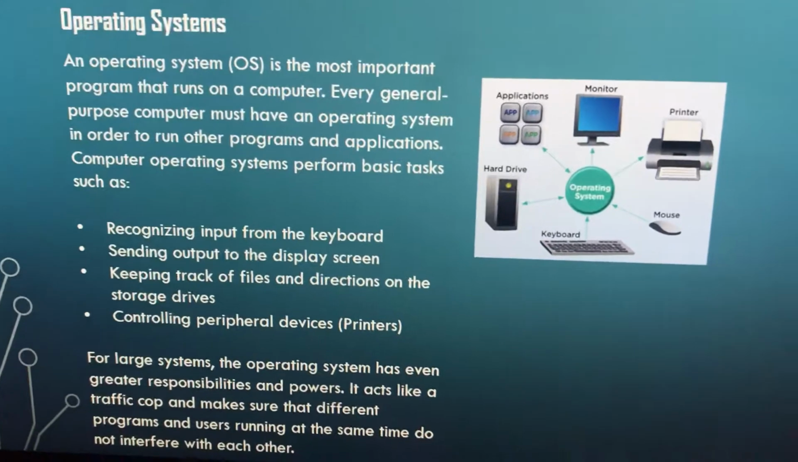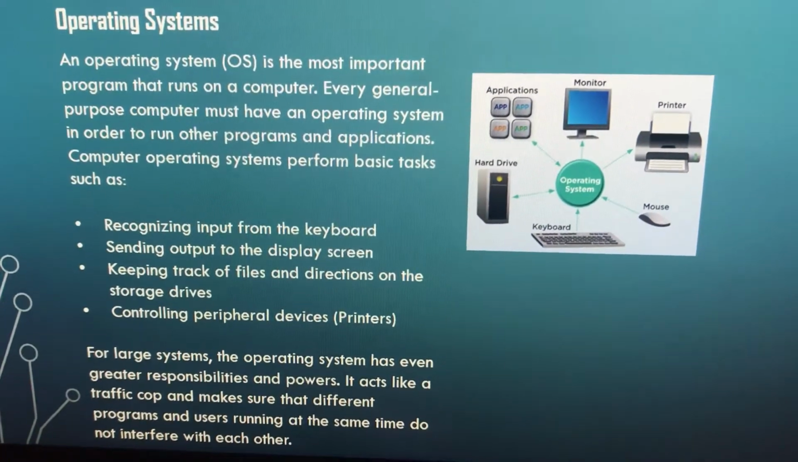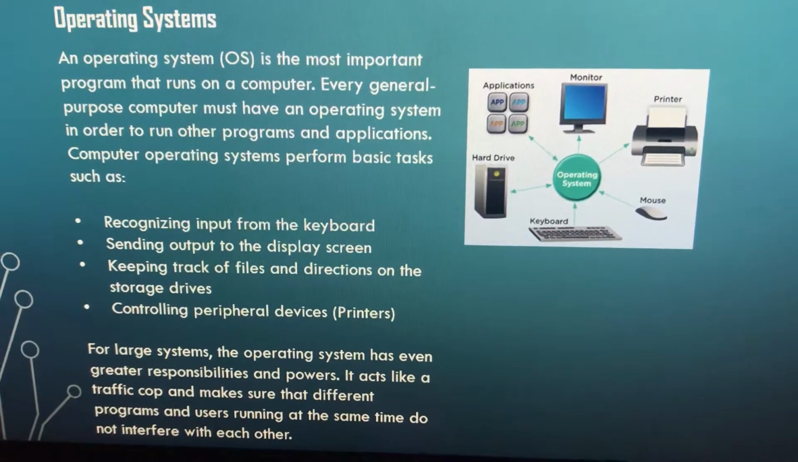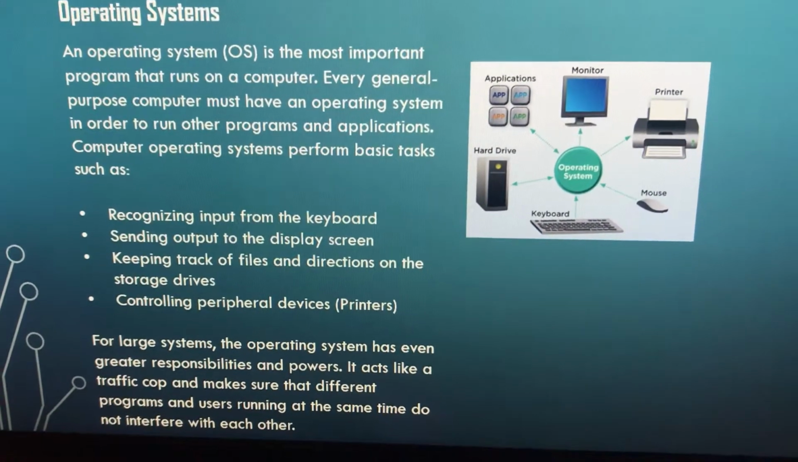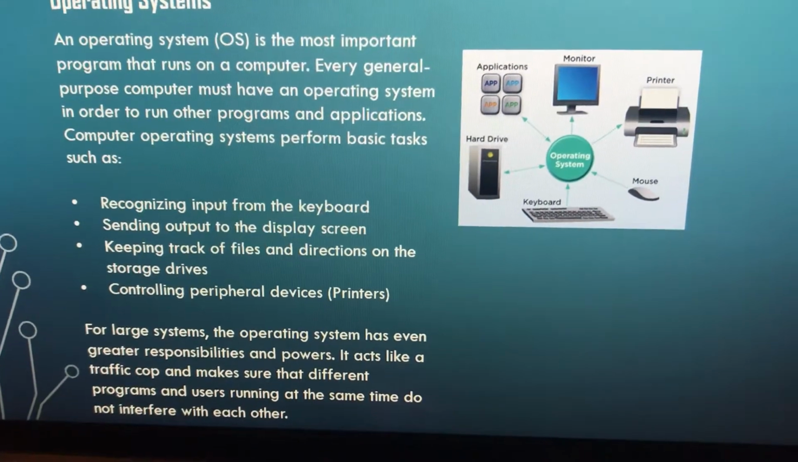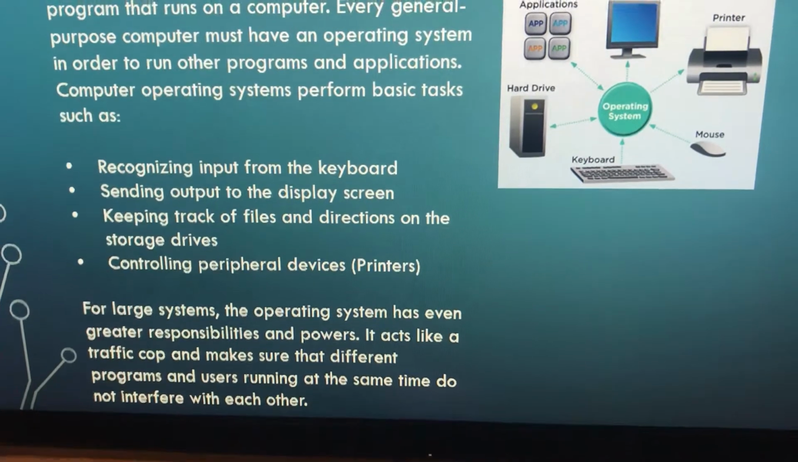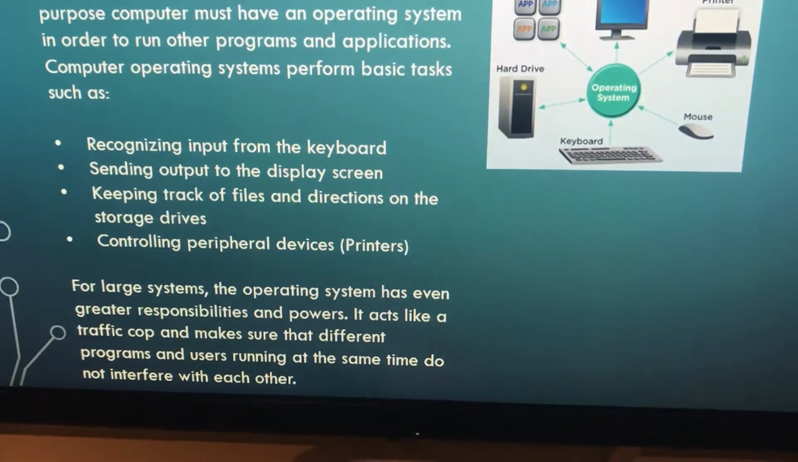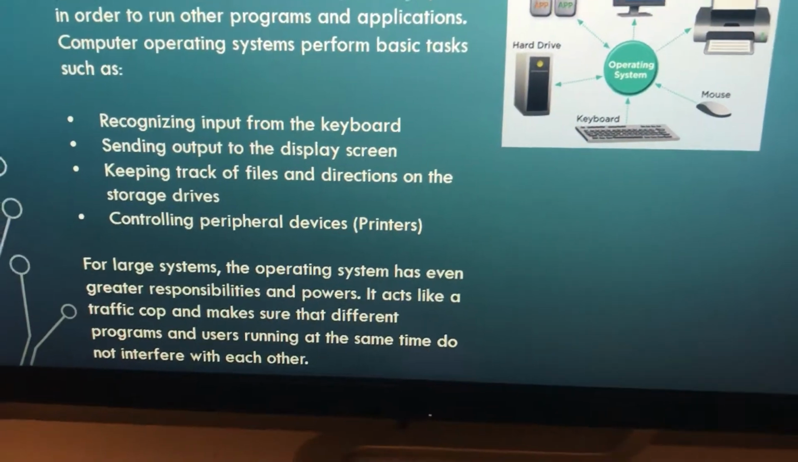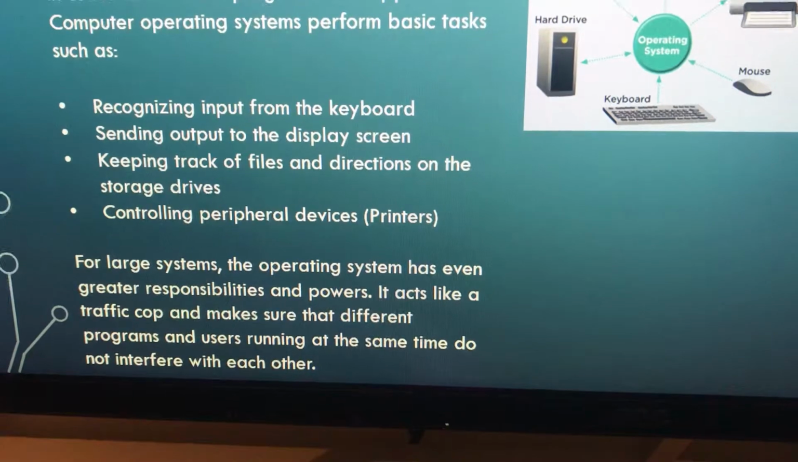Operating systems. An operating system, OS, is the most important program that runs on a computer. Every general purpose computer must have an operating system in order to run other programs and applications. Computer operating systems perform basic tasks such as recognizing input from the keyboard, sending output to the display screen, keeping track of files and directories on the storage drives, controlling peripheral devices, printers. For large systems, the operating system has even greater responsibilities and powers.